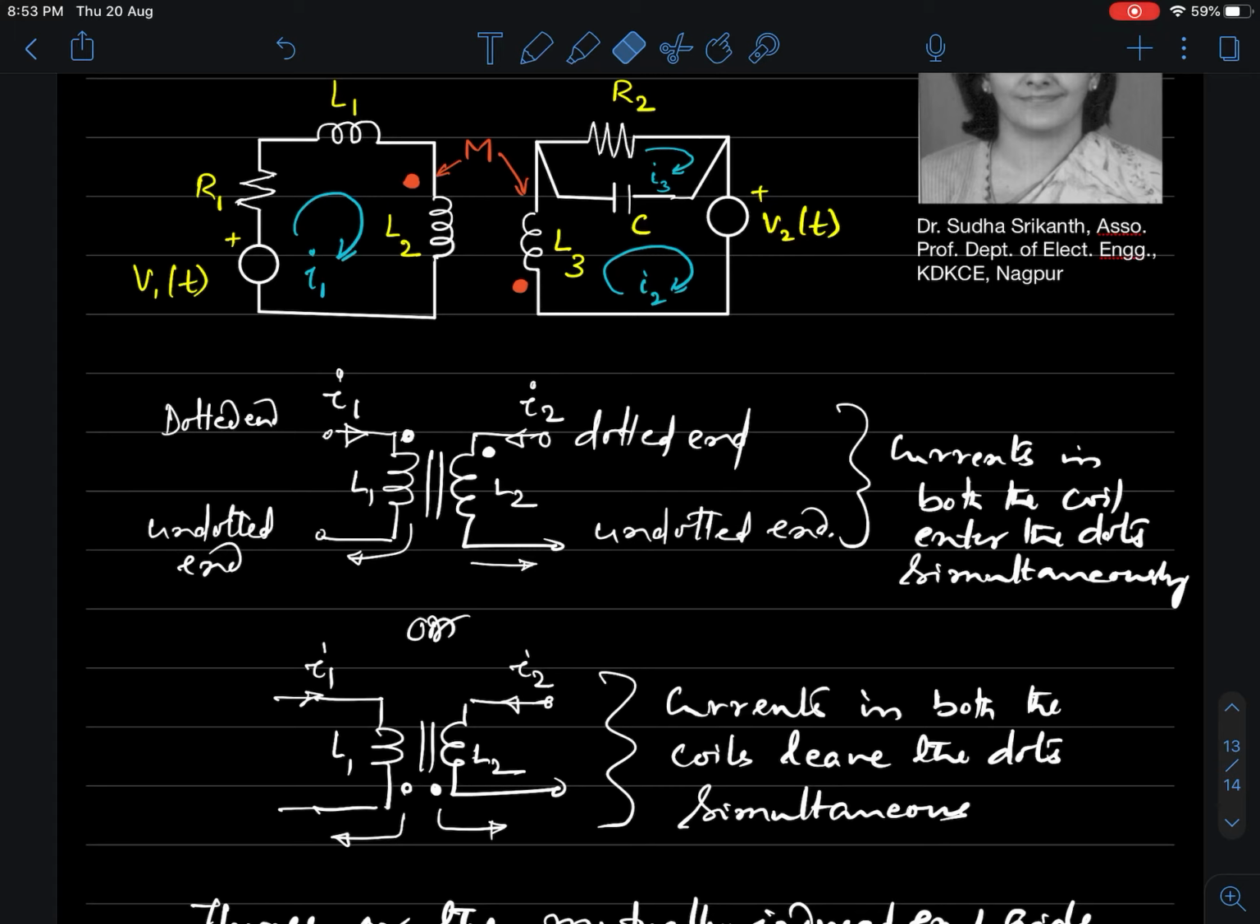When the current enters the dot, it produces an EMF which is positive at the dot of the other coupled coil. If the current leaves the dot, instead of entering the dot, then it produces a negative polarity at the dot of the other mutually coupled coil. That's all we need to understand, or rather, remember. If we can remember this concept, we will be able to apply it.